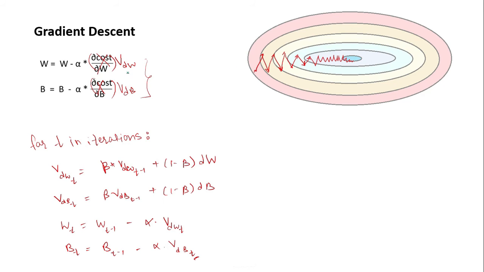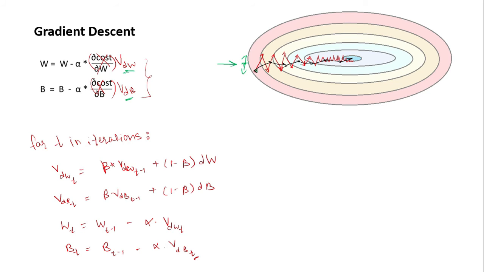Now, as we are taking the exponentially weighted moving average of these points, what will happen is that the average of these points in the vertical direction will be approximately close to 0, while the average in the horizontal direction will be higher. Thus, the net result will be mostly in the horizontal direction and very little in the vertical direction. So the overall path will look something like this, and this way momentum will speed up the training of our model.